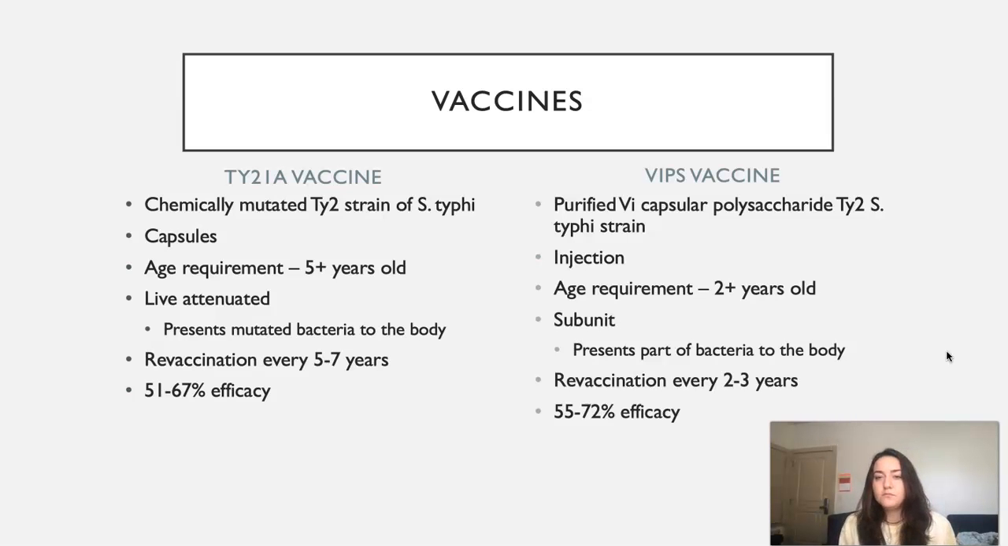And then the ViPS vaccine is a purified Vi capsular polysaccharide Ty2 S. typhi strain. It's an injection, so that means that the age requirement is 2 years old or older, since it's just a shot. It's a subunit vaccine, so it presents only part of the S. typhi bacteria to the body. Boosters are necessary for it every 2 to 3 years, but it has a little bit more efficacy at 55 to 72%.